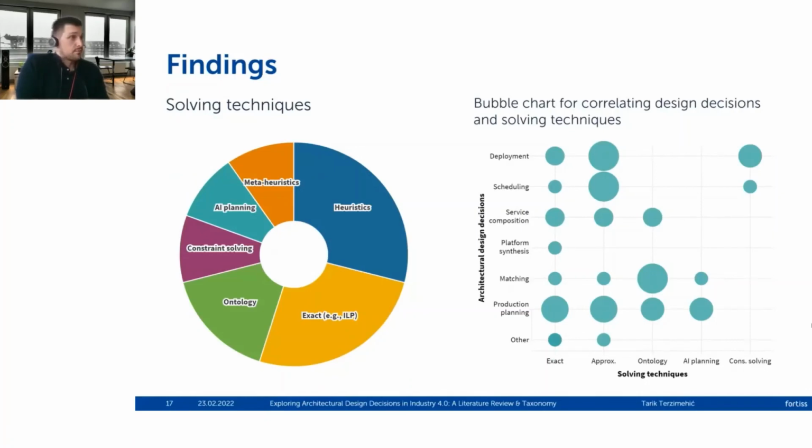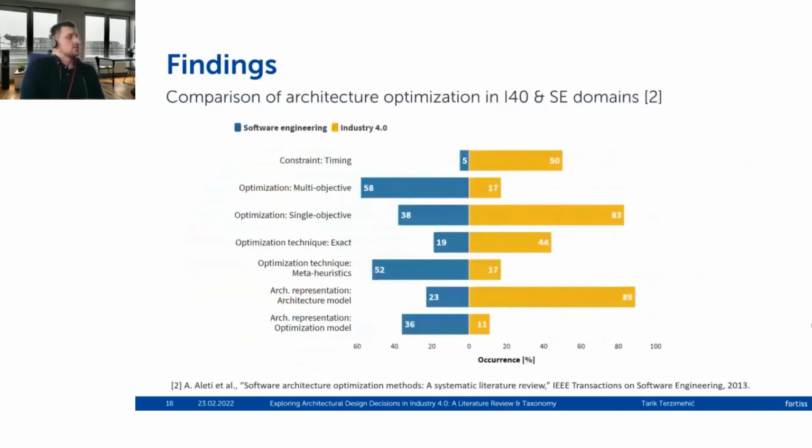The last finding is how architectural synthesis optimization in Industry 4.0 differs from software engineering domains. That's why we use the work from Aleti et al. and try to compare the findings from this work with our findings. This work focuses on architecture optimization. So they don't do synthesis of valid architectures; they always have some optimization criteria there. That's why we also extract from our works those optimization approaches and try to compare them.